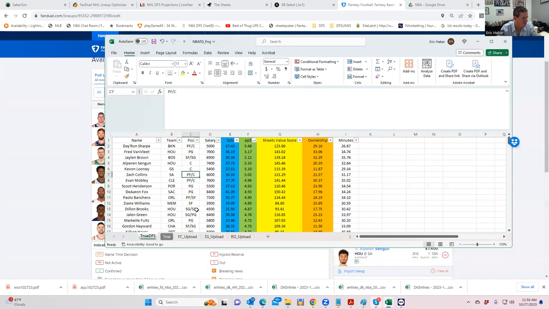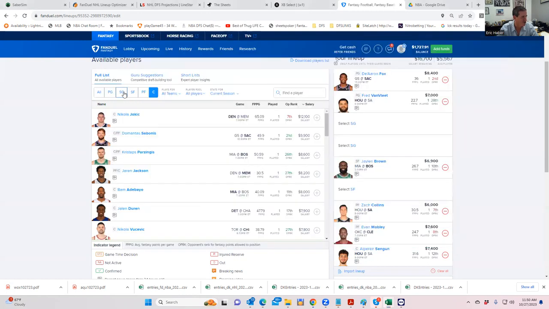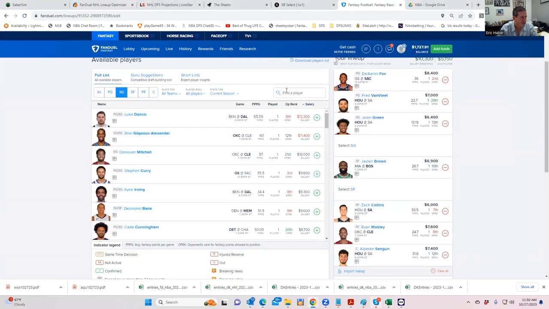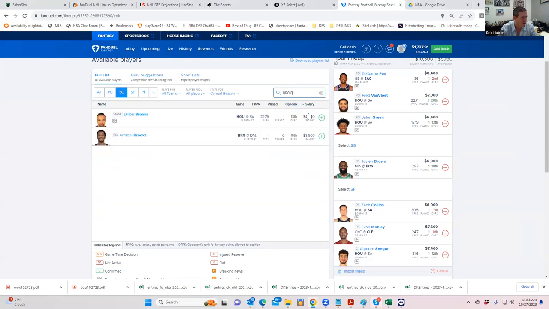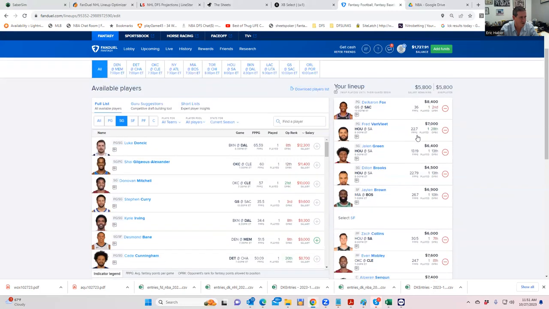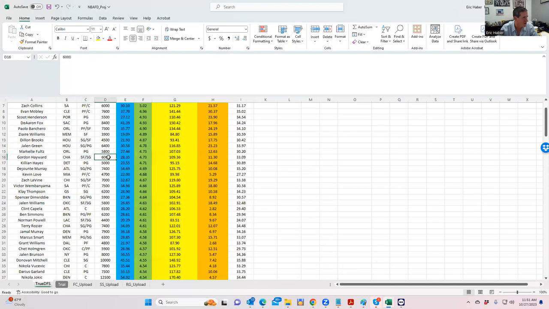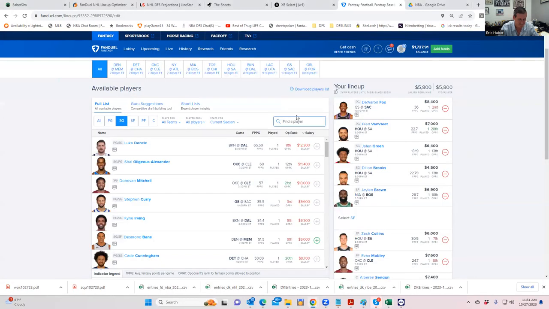Shooting guards, take the best. At this point I would just take the best points per dollar shooting guards we have, and that would be Dylan Brooks and Jalen Green. And again, we're just using our sheets to build this. Jalen Green and Dylan Brooks. Are we going to be able to get this? He's only 4,500. That works. And then find 5,800 for a small forward. We should probably be able to do that. Almost Gordon Hayward. So there it is right there. You could play that if you want.